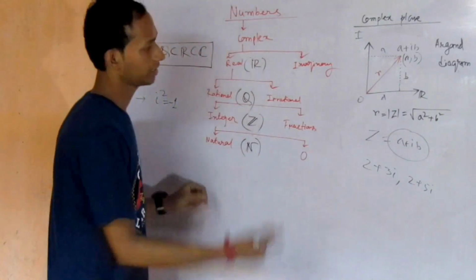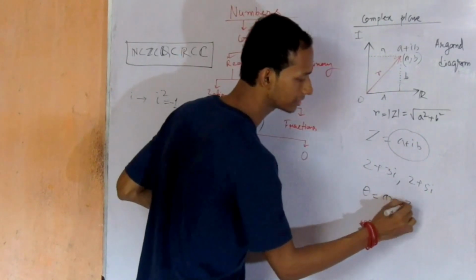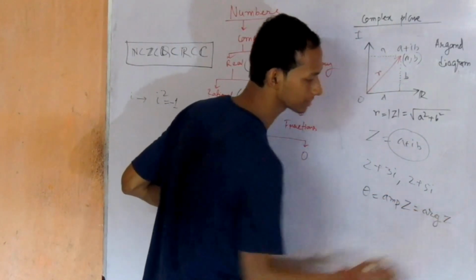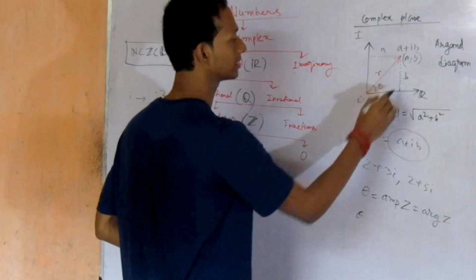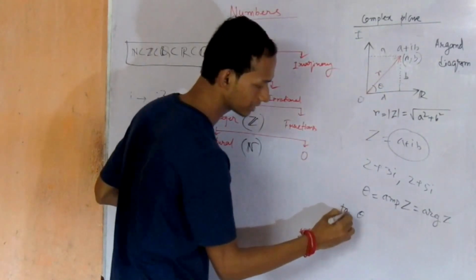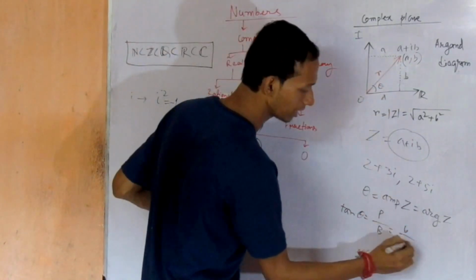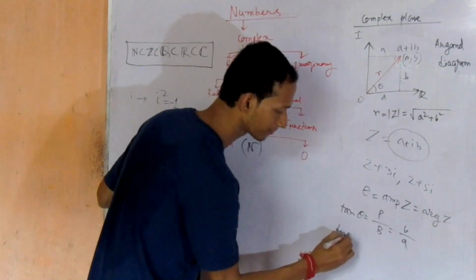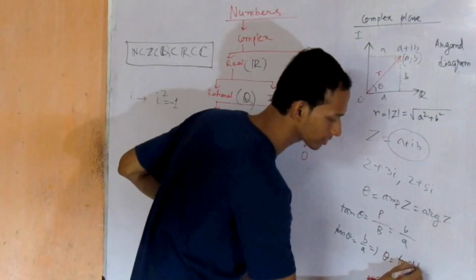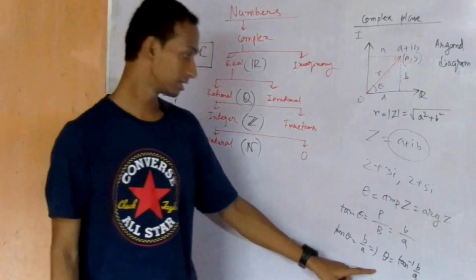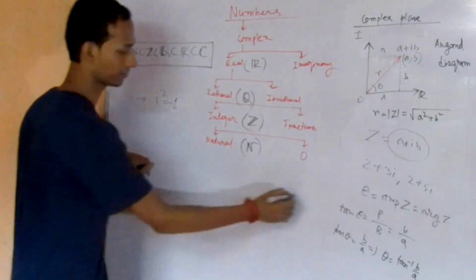Now there is another thing denoted by theta, called arg z, the argument of z. The theta lies here, and we know that tan theta equals perpendicular by base, where the perpendicular is b and the base is a. So tan theta equals b by a, which implies theta equals tan inverse of b by a. This theta is called the amplitude or argument of z.